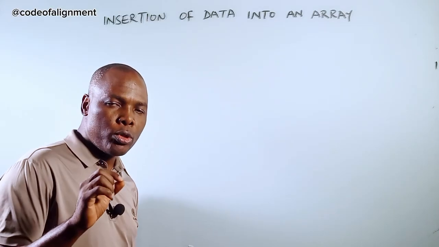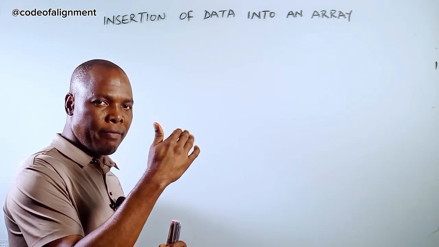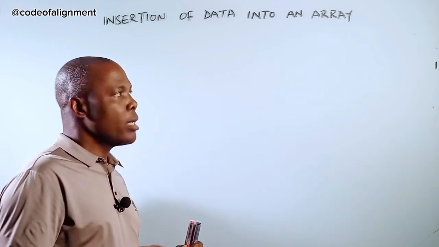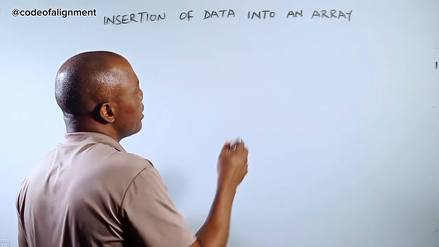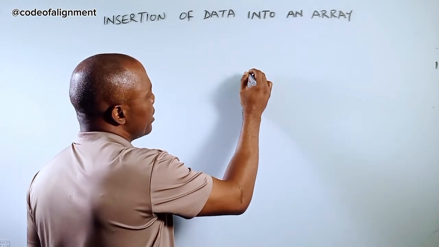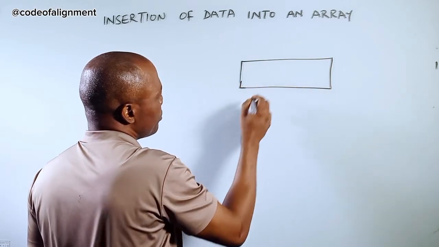I don't want you to forget the concept of the logical environment and the physical memory, so you have to be very careful. Now, let's say I have my array. Array stores elements in contiguous memory locations.